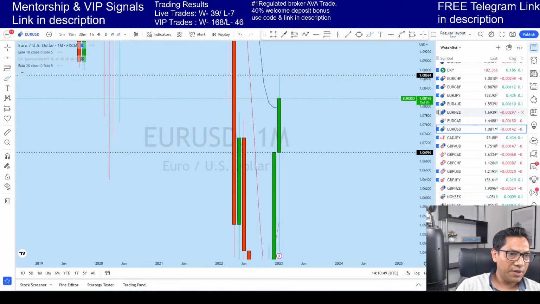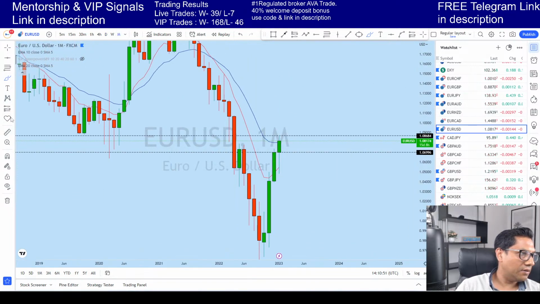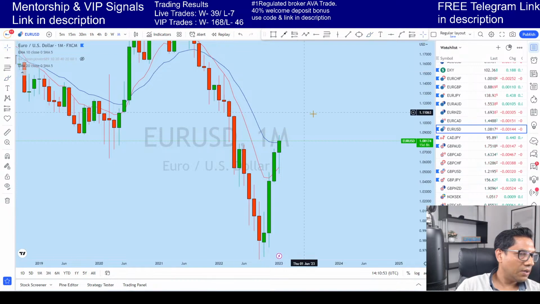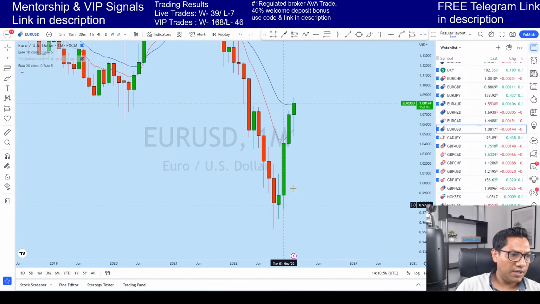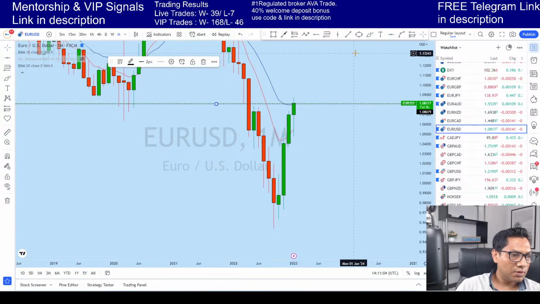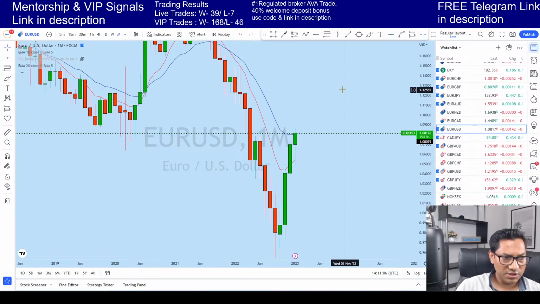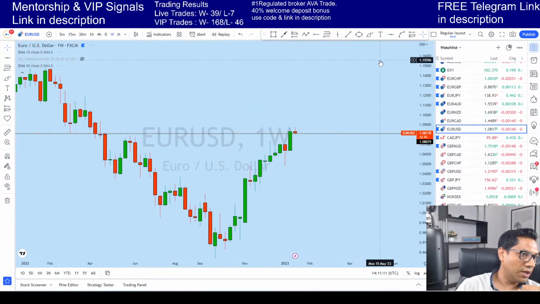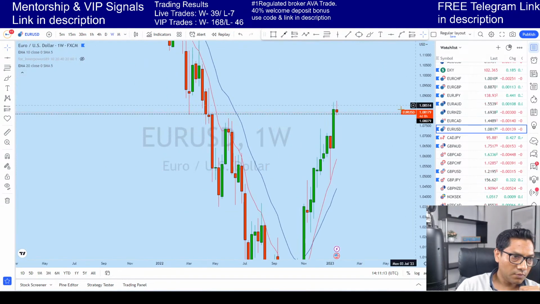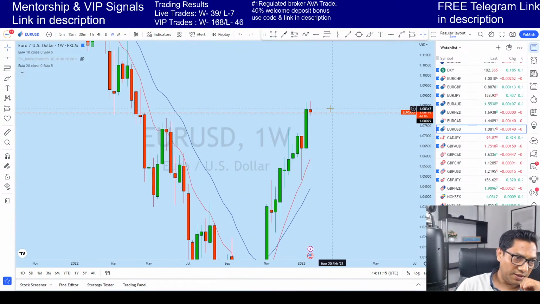If you look at the bigger picture, monthly, let's delete all of them and look at euro dollar monthly. There has been a big impulsive move to the upside, and it has broken all these resistances. The price is above this resistance, so from the monthly perspective, it is bullish. Looking at weekly, now this is where the main thing is. You see that there is a gap. This weekly candle left a gap here.